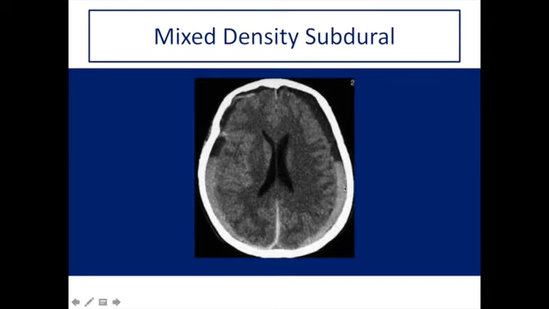This is a mixed density subdural hematoma. This is the classic appearance of an acute on chronic subdural hematoma. This is the acute component here, and the rest of it was the chronic component. However, from what we just learned, this could also be acute blood that for some reason hasn't completely clotted, so it won't be completely bright.